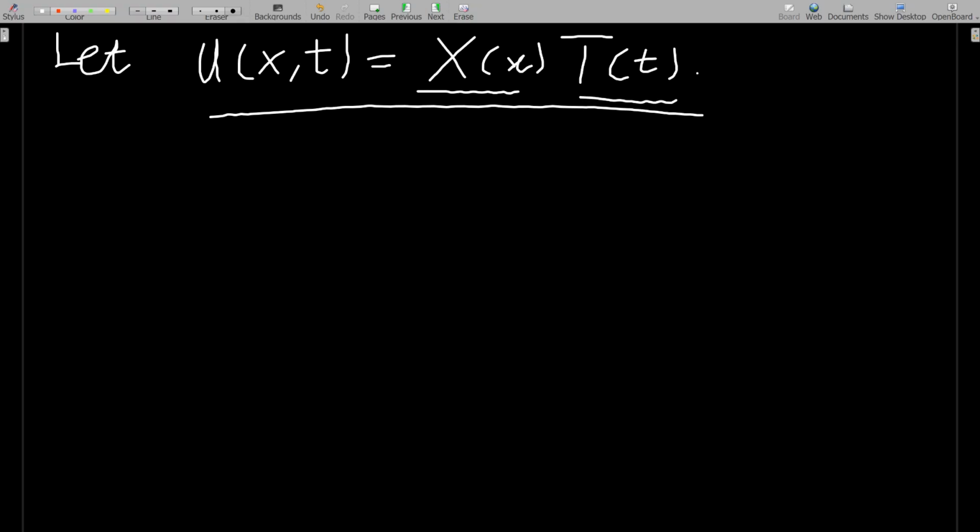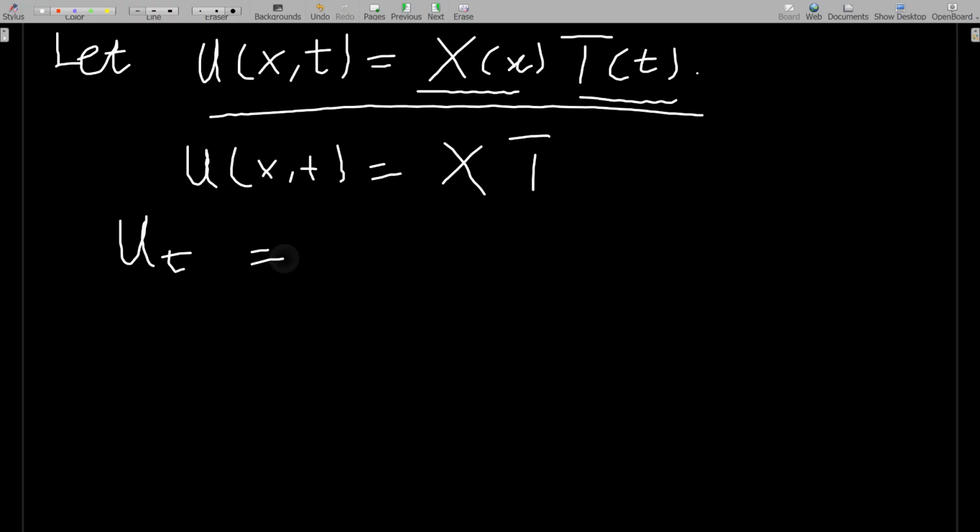So we are assuming that we can write u of x,t to be equal to capital X of x times capital T of t. We know that these are functions of x and t, so this is a function of x and this is a function of t only. Then ut will be differentiating the whole of this with respect to t. But remember, X is a function of x, so it will behave as a constant. So we'll have X times T prime.